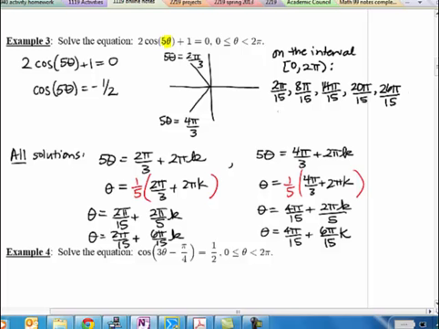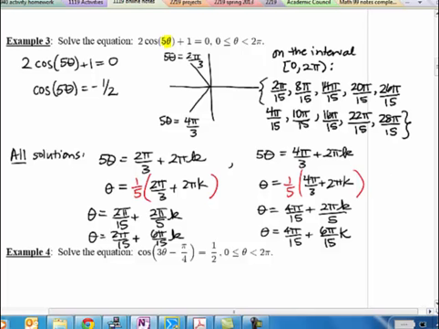So then we move over to 4 pi over 15. Add 6 pi over 15, that's going to be 10 pi over 15, which we could reduce, but we'll leave it for now. Another 6 would be 16 pi over 15. Another 6 would be 22 pi over 15. And then lastly, we'd have 28 pi over 15. And we can't add another 6 pi over 15 because that would bring us past 30. So we get these 10 solutions.